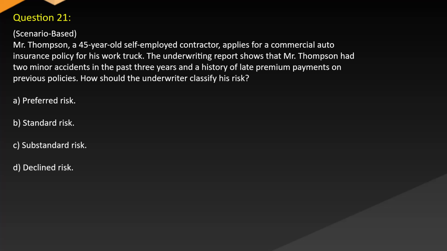Question 21. Scenario-based. Mr. Thompson, a 45-year-old self-employed contractor, applies for a commercial auto insurance policy for his work truck. The underwriting report shows that Mr. Thompson had 2 minor accidents in the past 3 years and a history of late premium payments on previous policies. How should the underwriter classify his risk? A. Preferred risk. B. Standard risk. C. Substandard risk. D. Declined risk.